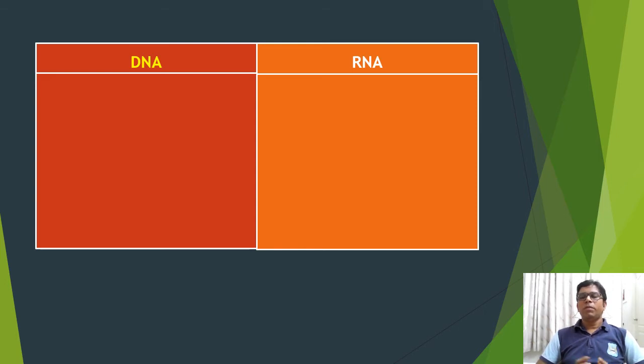So far we have completed RNA and the three different types of RNAs. Before that we have completed DNA. Now let us discuss the main differences between DNA and RNA. DNA, deoxyribonucleic acid. RNA, ribonucleic acid.